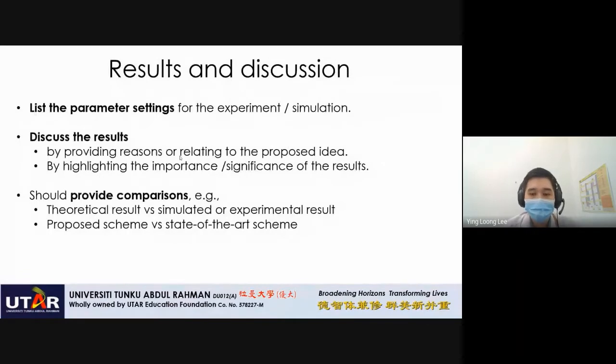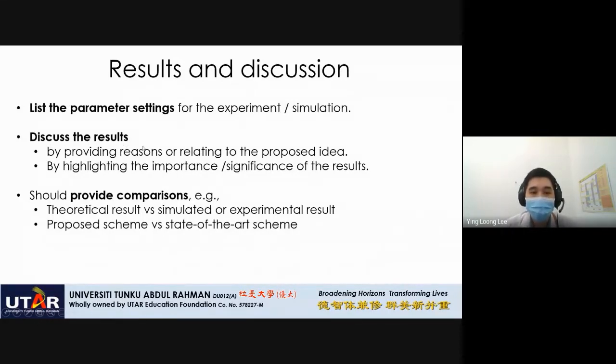Okay, then result and discussion. When you discuss your result in the paper, you should provide the settings of the simulation. Okay, the system model: how many base stations or access points you are considering, what is its transmission power, and how many mobile users or wireless users in the system model that you are considering, the algorithm setting, everything for your experiment. And then you should discuss the results.